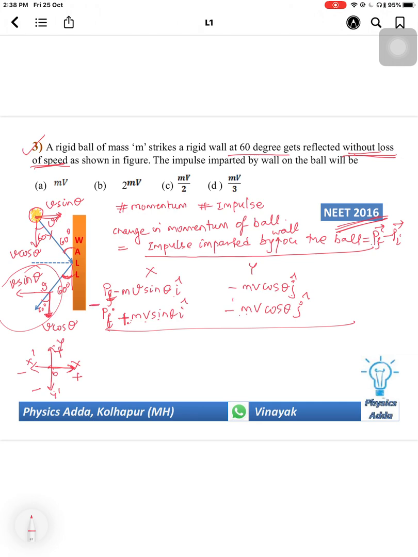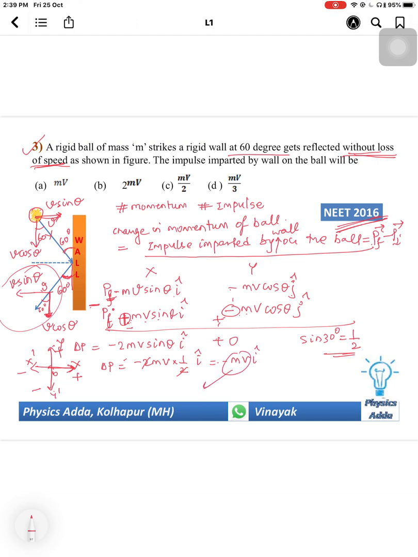I need to do PF minus PI, so minus into plus becomes minus. So this is minus twice mv sin theta i cap. This minus minus becomes plus, minus plus becomes 0, so this will be 0. Now, what is the value of sin 30 degrees? It will be 1 by 2, right? So this change in momentum will be minus twice mv into 1 by 2 i cap. So this will be minus mv i cap.